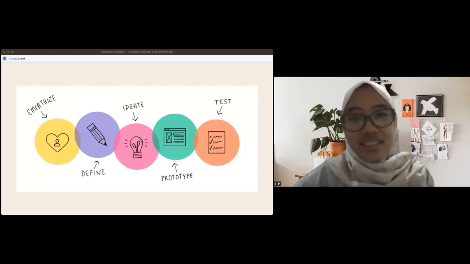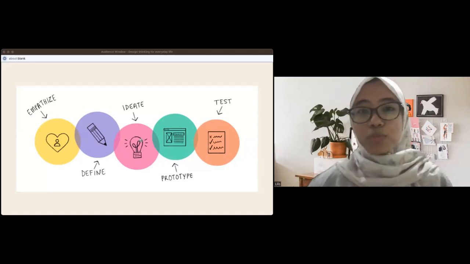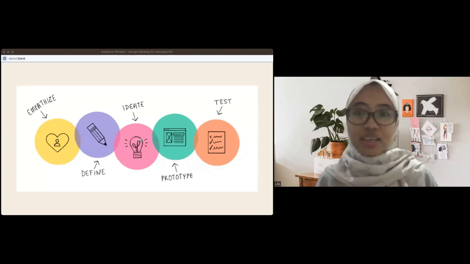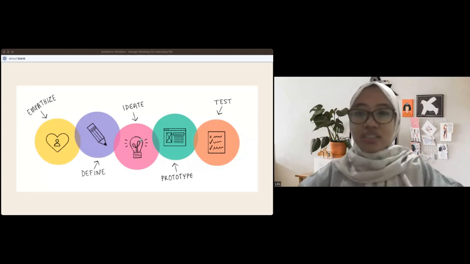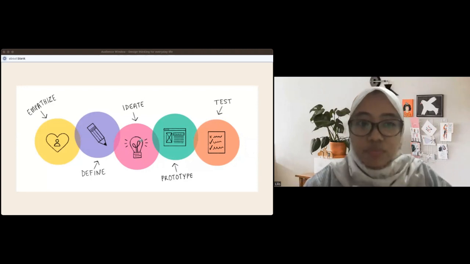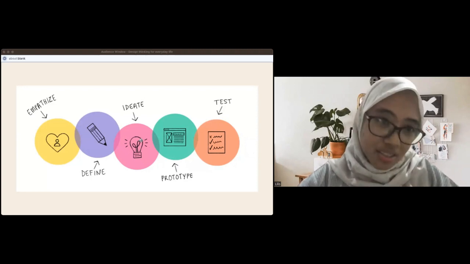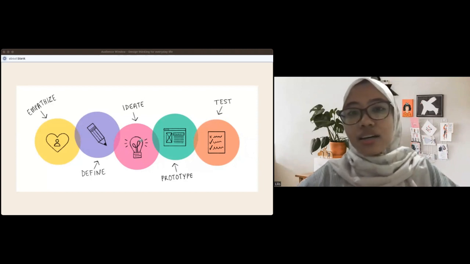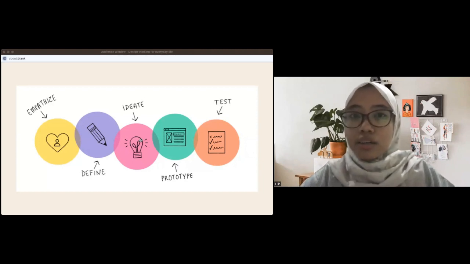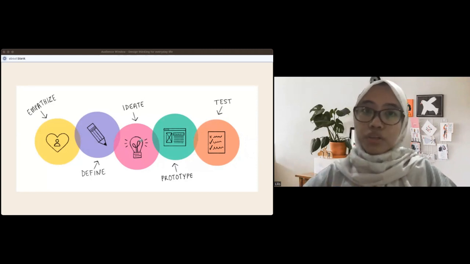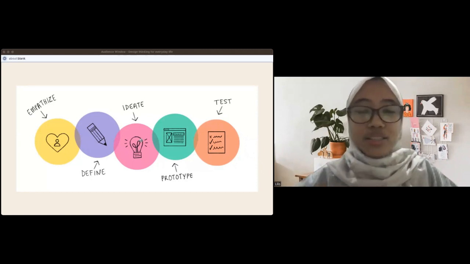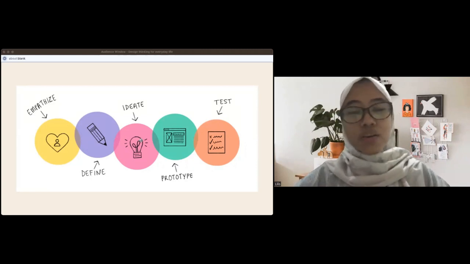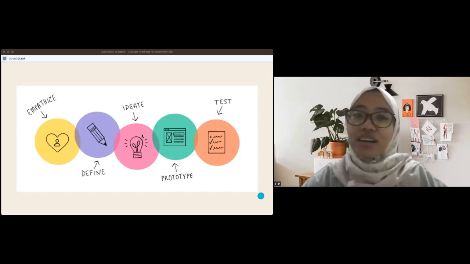So design thinking is one of problem solving approach that involves creativity, empathy, and iteration. Design thinking has 5 steps. It is empathize, define, ideate, prototype, and test. I use this method a lot, not only for work, but I use it in my daily life as well. So here's my story about implementing design thinking in my life.